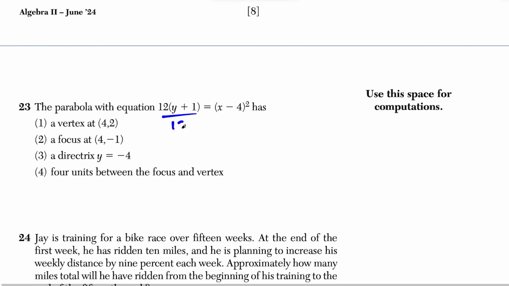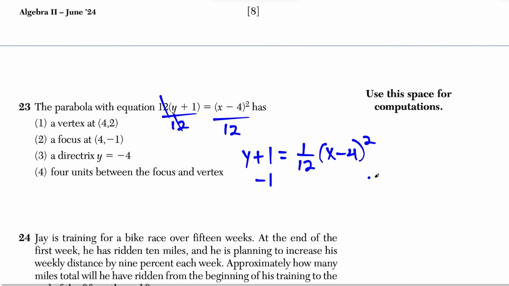If I divide both sides by 12, that's going to give us, on the left side, just y plus 1 equals, and on the right side, instead of saying x minus 4 squared over 12, I'm going to say 1 over 12 and then times x minus 4 squared. Okay, so I'll clean that up a bit. We're going to have 1 over 12 times x minus 4 squared. And now I could subtract 1 on both sides like this. Okay, so this is going to give us the vertex form here. We're going to have 1 over 12, and then we have x minus 4 squared, and then minus 1.